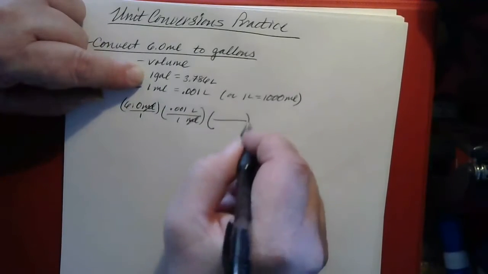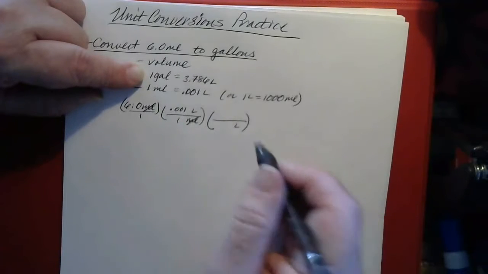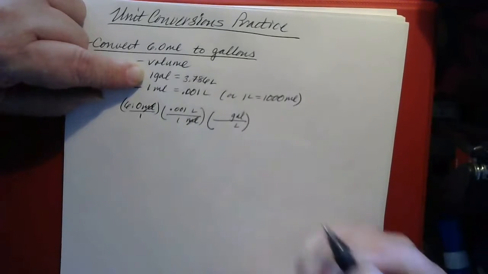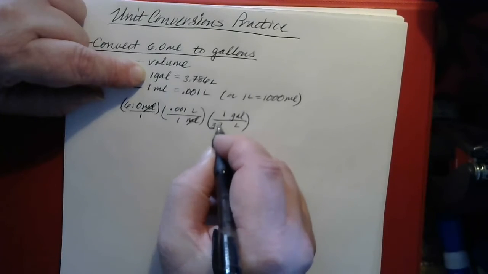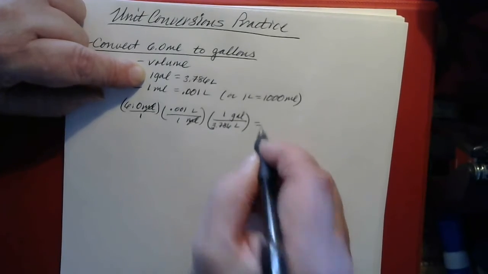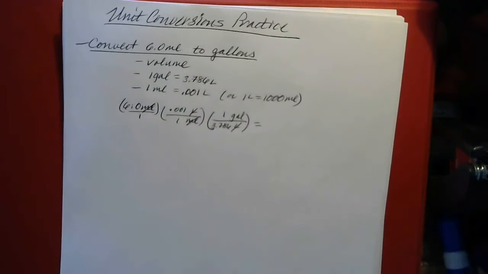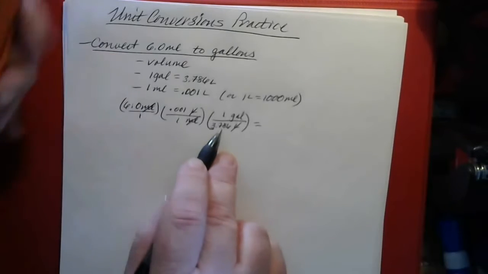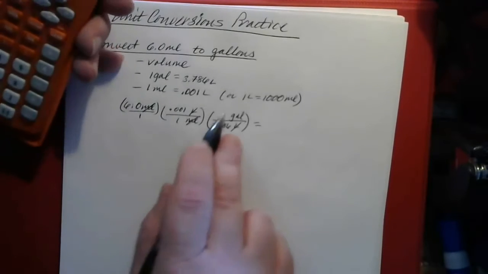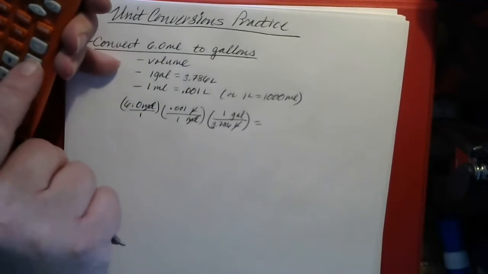And now if we look at the other conversion factor, we need to go to gallons. That means liters needs to be on the bottom, so it will cancel, and gallons can be on top. 1 gallon for every 3.786 liters. Liters cancel, and if we multiply this out, we will have 6 times 0.001 divided by 3.786. Again, you could ignore the ones because they don't change anything. That makes things a lot easier.